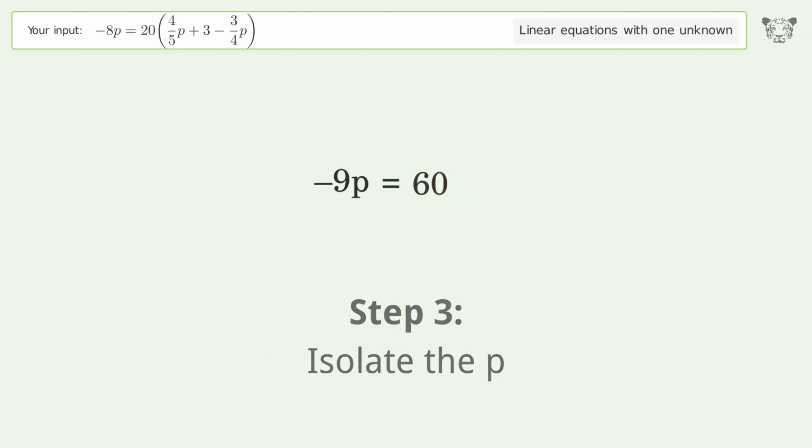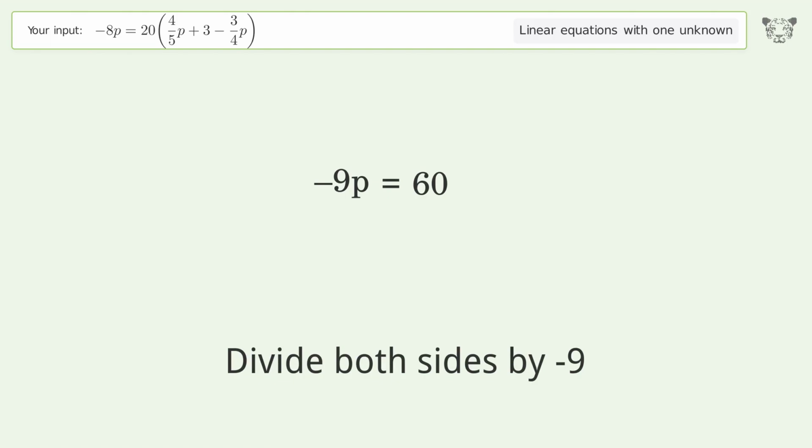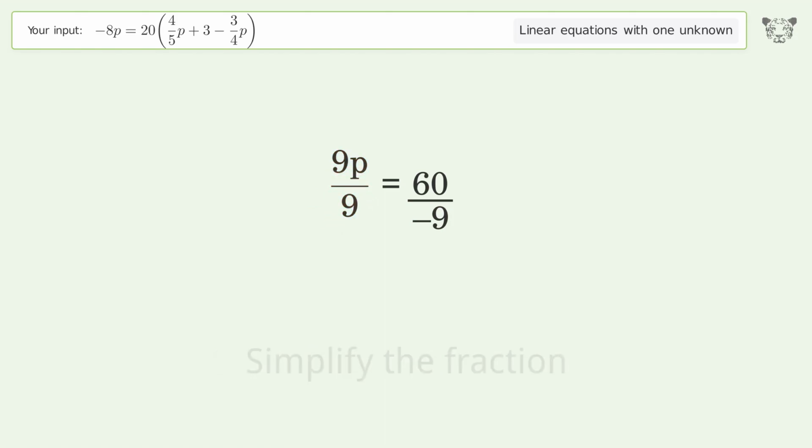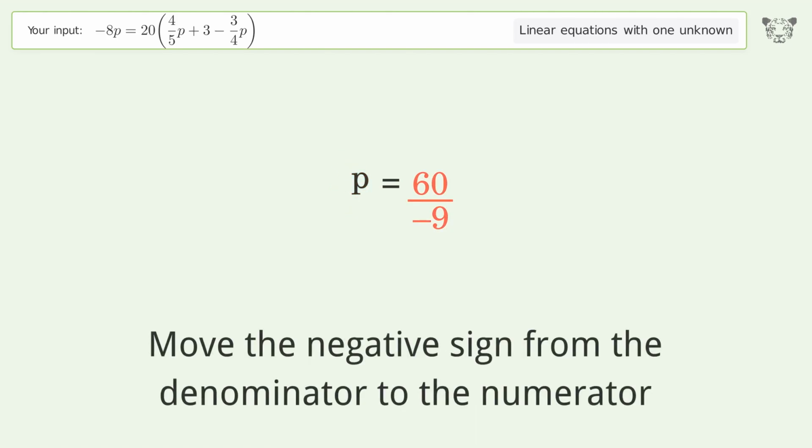Isolate the p. Divide both sides by -9. Cancel out the negatives. Simplify the fraction. Move the negative sign from the denominator to the numerator.